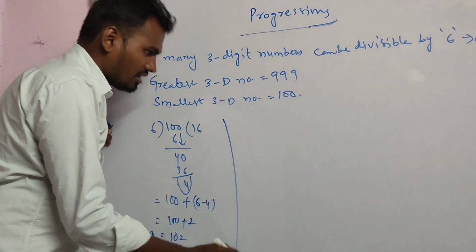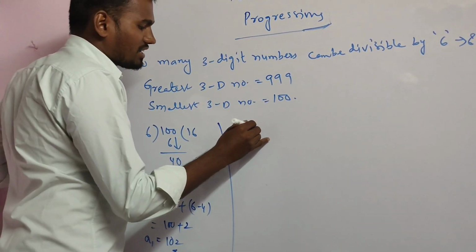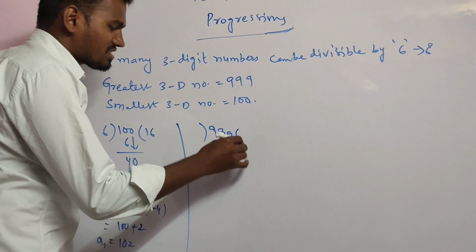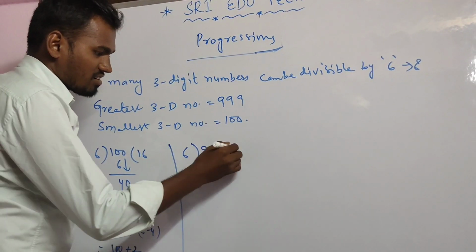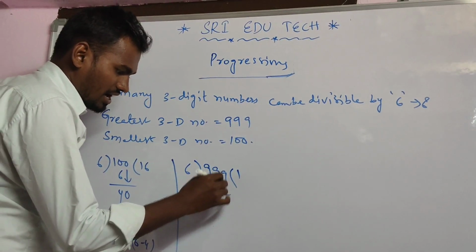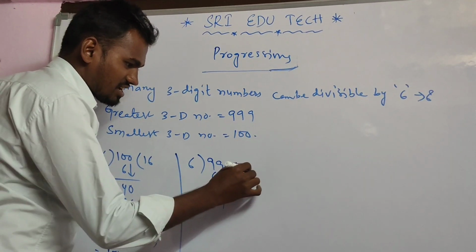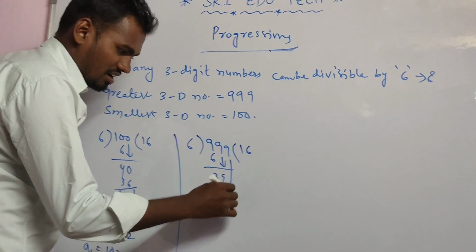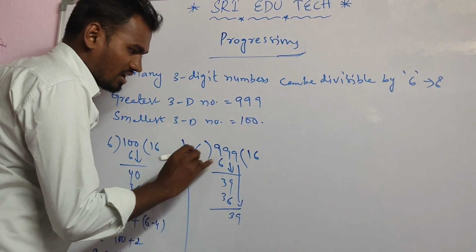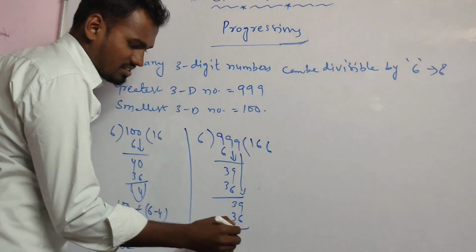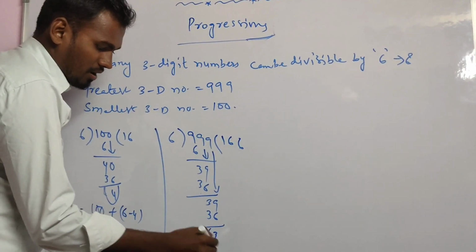Next, I take the greatest number, that is 999. Divide by 6: 6 on the 6, remainder 3. Then bring down 9. Next 6 sixes are 36, remaining 3. Again we bring down 9, and again 6 sixes are 36. That is remaining 3.